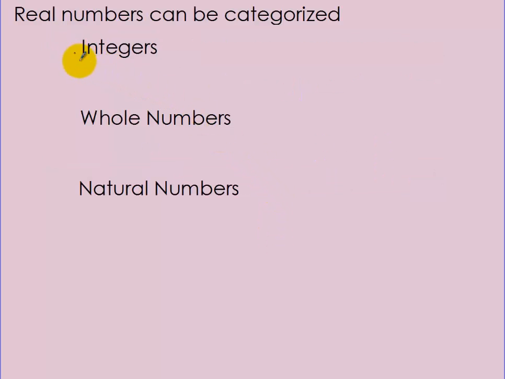Real numbers we can actually categorize. We have 3 categories. The first one is integers. Integers are any numbers that are positive, negative, and 0, but not decimals or fractions. So 0, 1, 2, 3, 4, and we can keep going up forever. And we can go down: -1, -2, -3, -4, and keep decreasing forever.